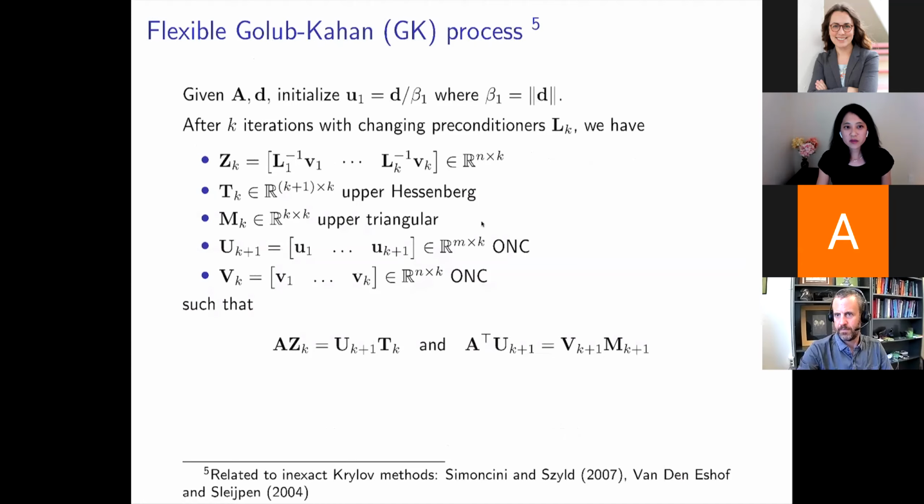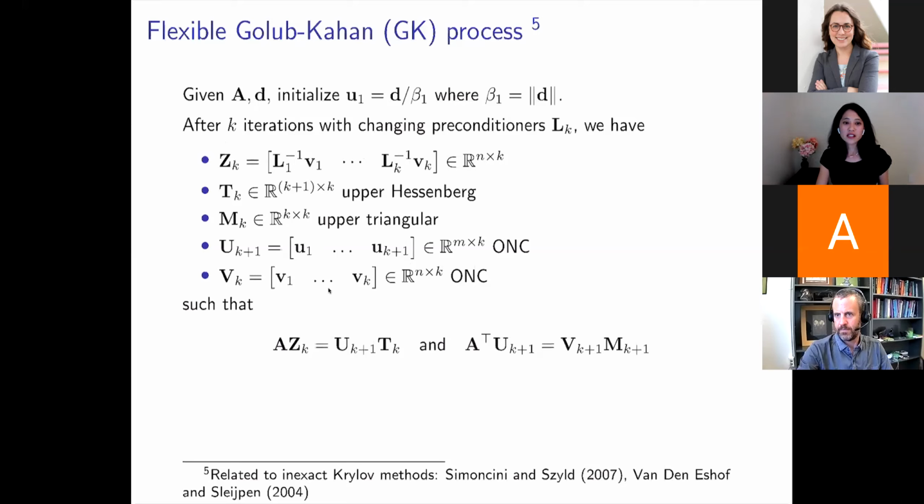And so we looked at something called a flexible Golub-Kahan process, which is actually closely related to some work out there on inexact Krylov methods. But the idea here is that you still want to build up a subspace for your solution, but the difference is that the subspace we're looking at, which is the Z_k, right, incorporates the changing preconditioner. So here you have an L_1, L_2, up to an L_k, right, up to the kth iteration.